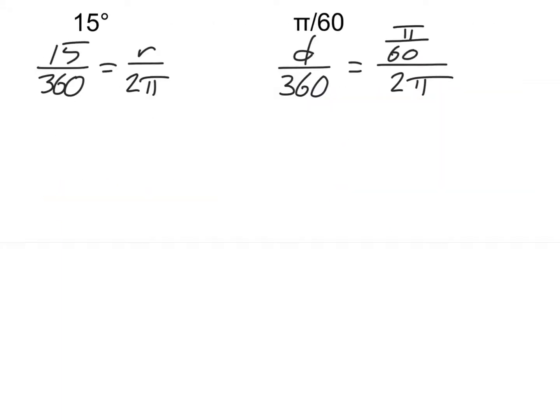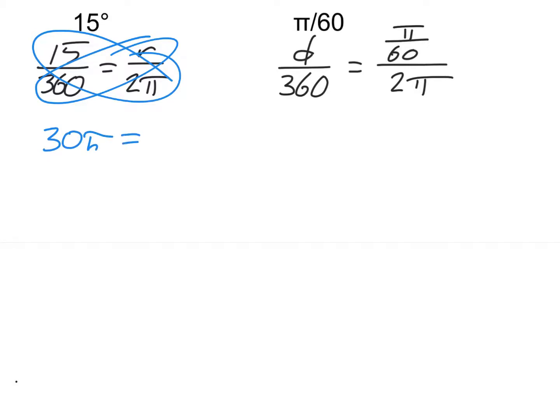Now on to the second set out of that first set that I gave you. Here's our original setup for each one. So I put the 15 in for d in the first, and the second I put the pi over 60 in for r. Now for each of those I'm going to cross multiply. I'm going to go ahead and finish out the first one, then we'll do the second one. So I'm going to cross multiply here. So 15 times 2 pi gives me 30 pi. And then that equals 360r.